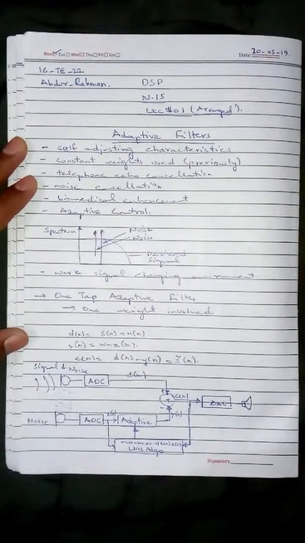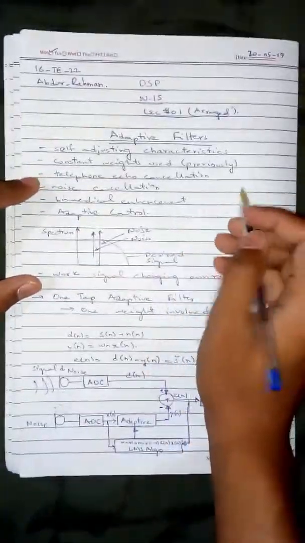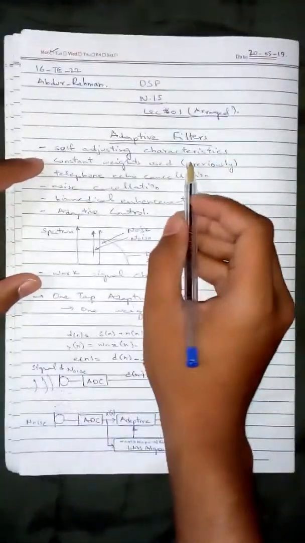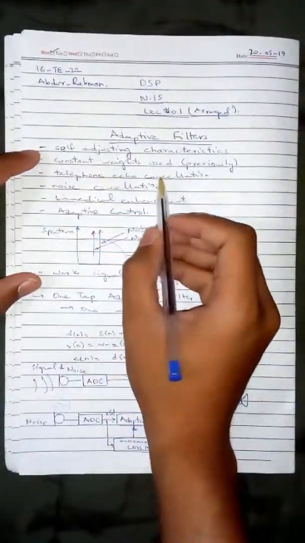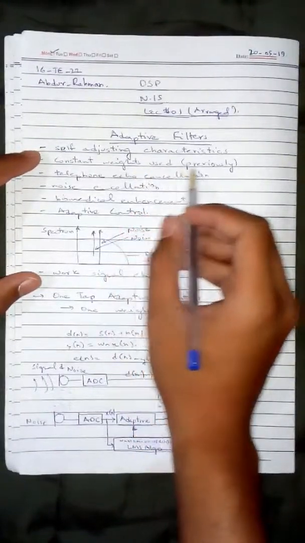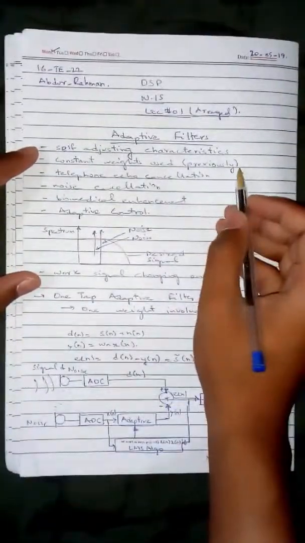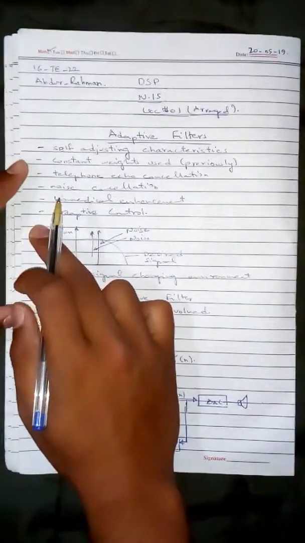In today's lecture, we will study the adaptive filter. We have a few points. It is self-adjusting; it has self-adjusting characteristics. It can change with respect to time. Previously, we used constant weights, but in this filter, we can choose varying weights as our system is changing with respect to time.